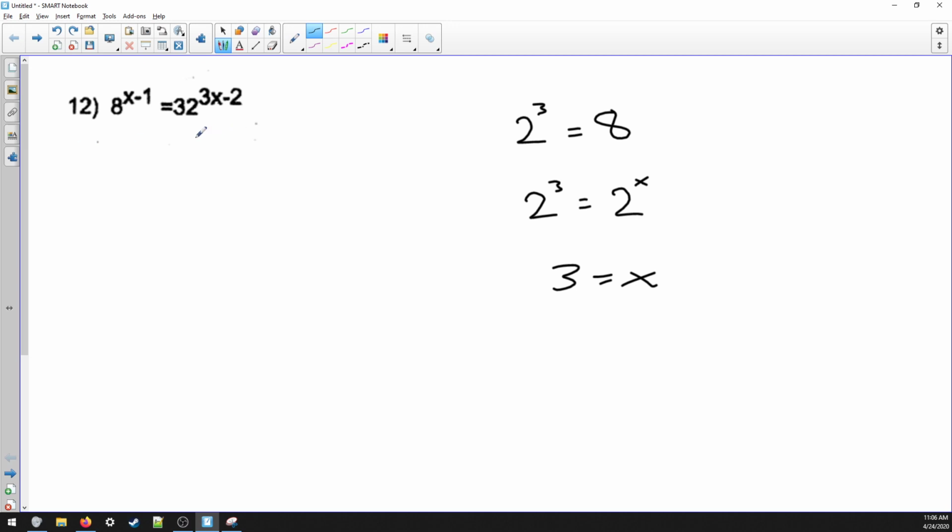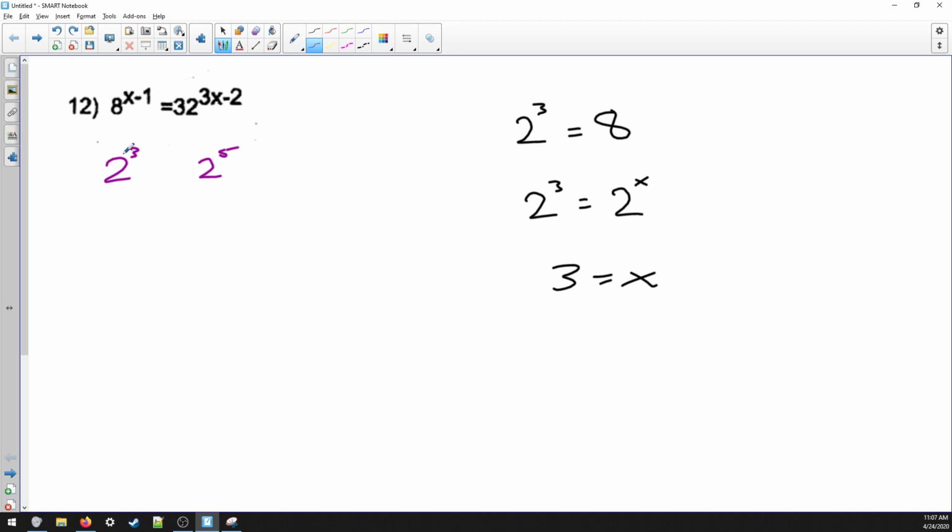All right, a problem like number 12, this is from the check for understanding, I believe. I can take the number 8 and the number 32, and I can make them both into base 2, right? So I can rewrite 8 as 2 to the third power, right? I can rewrite 32 as 2 to the fifth power, right? So we're trying to get one base on the left, one base on the right that are the same thing, in this case, base 2, okay?